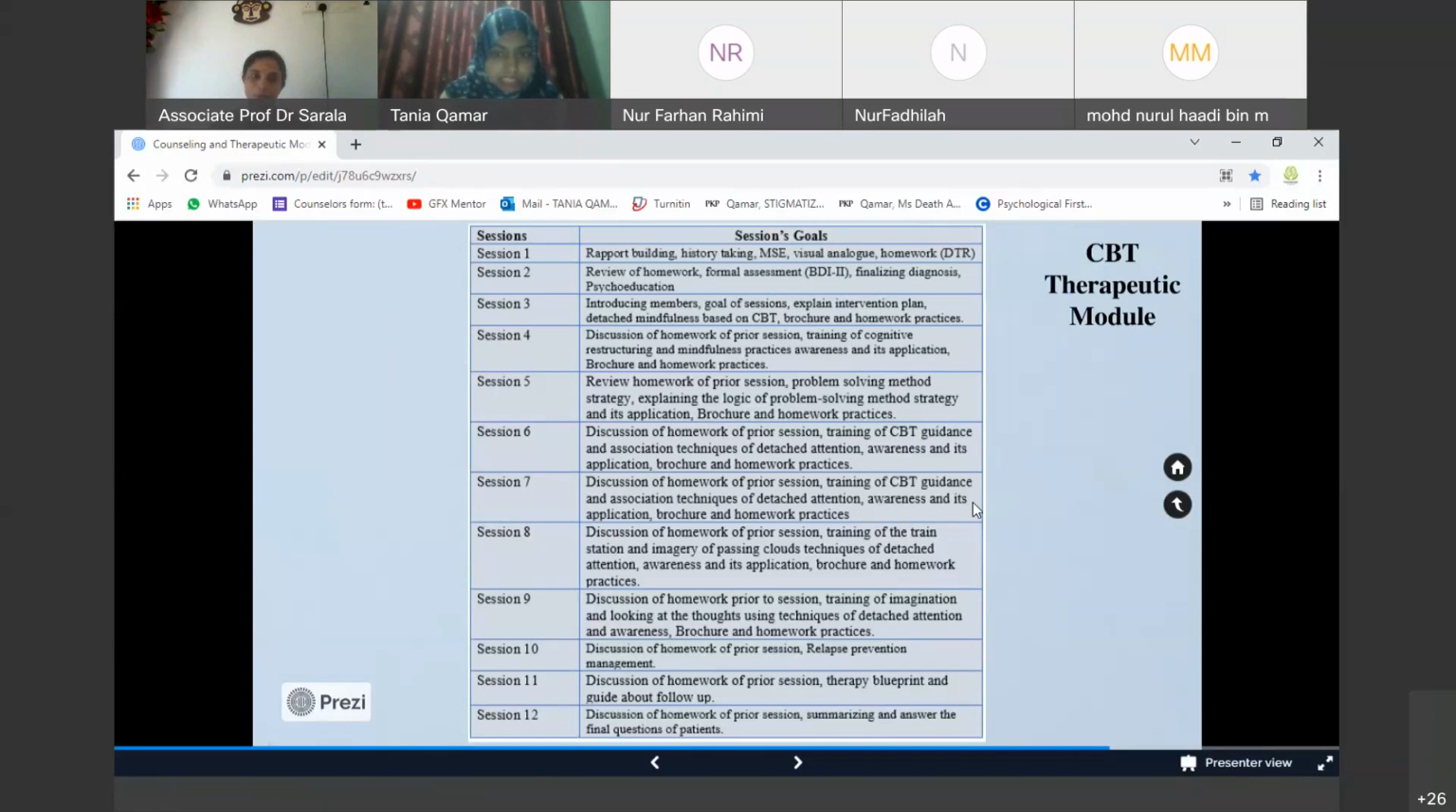So in the CBT therapeutic module, in session 1, we work on rapport building, history taking, MSE, mental status examination, and visual analog. It's a Likert scale we use for pre and post assessment rating of symptoms. Homework, and DTR, the dysfunctional thought record chart, we use in our second and third sessions, and I mentioned and discussed them in our videos. In session 2, review of homework from the first session, and formal assessment if we need.